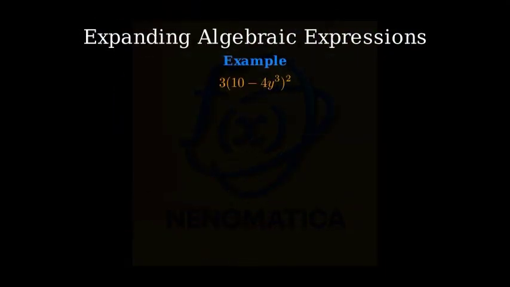We need to expand the expression 3 times the quantity (10 minus 4y cubed), all squared. First, we need to understand what we're being asked to do. This expression has several components: a coefficient of 3, a binomial expression 10 minus 4y cubed, and this binomial is squared. To expand this expression, we'll start by applying the square of a binomial formula.